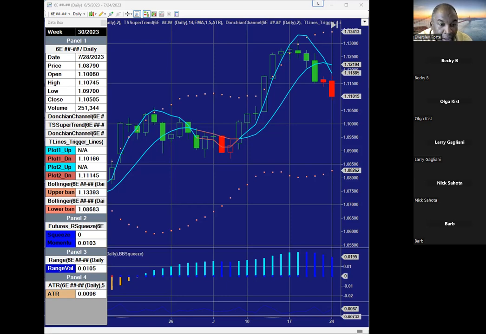How much is each tick worth? Remember that number. It's $1.25 for the euro dollar and the Aussie. So we know it's $1.25 per tick, and if our stop loss is 107 ticks, what is 107 times $1.25? Multiply and type the number in.